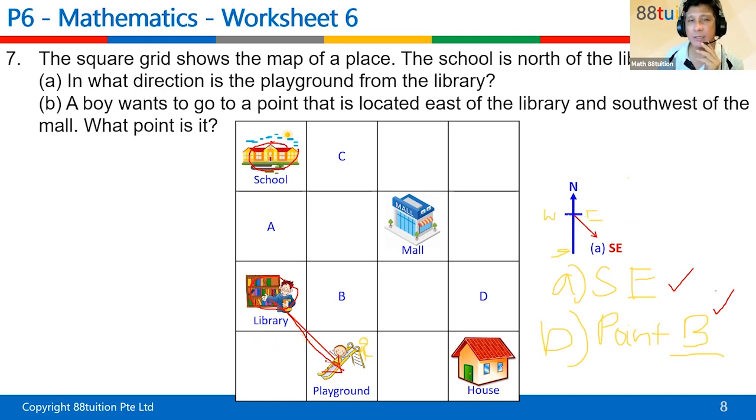So it is actually on the southeast. Okay, it is on the southeast. You can tell from this compass as well. Okay, now when it comes to part B, a boy wants to go to a point that is located east of the library, southwest of the mall.